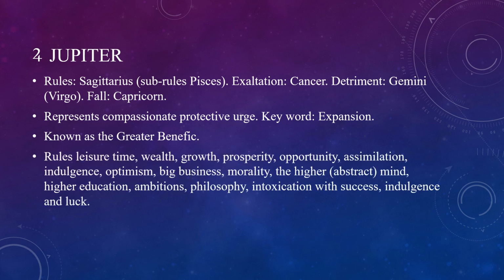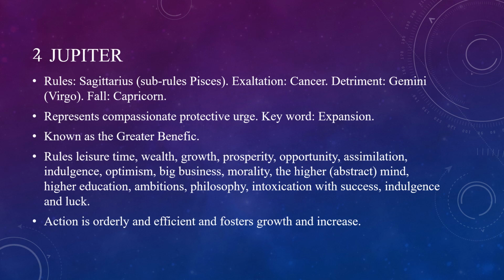Jupiter rules leisure time, wealth, growth, prosperity, opportunity, assimilation, indulgence, optimism, big business, morality, the higher, more abstract mind, higher education and ambitions, philosophy, but also intoxication with success, indulgence, and luck. The action of Jupiter is orderly and efficient, and it fosters growth and increase.